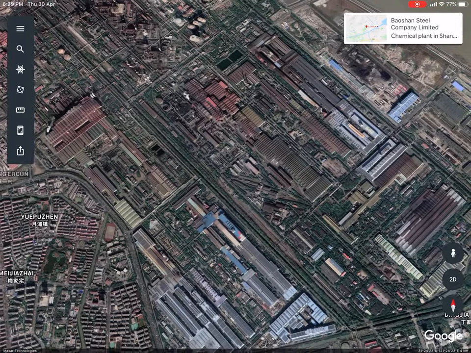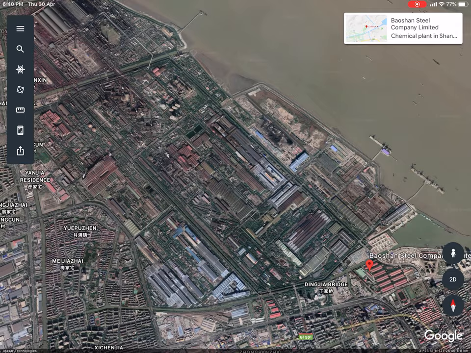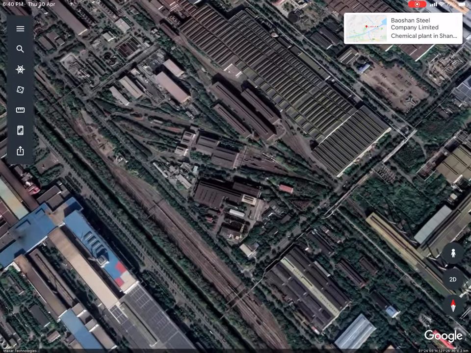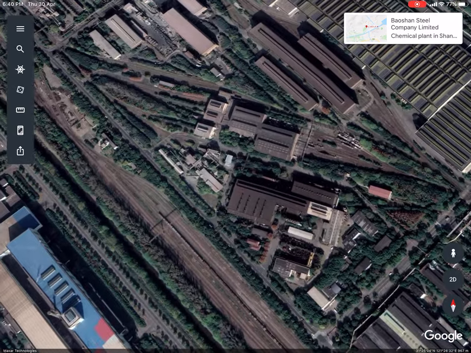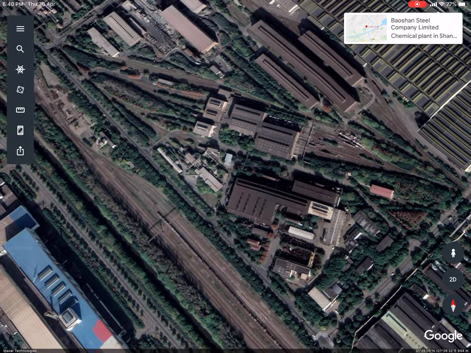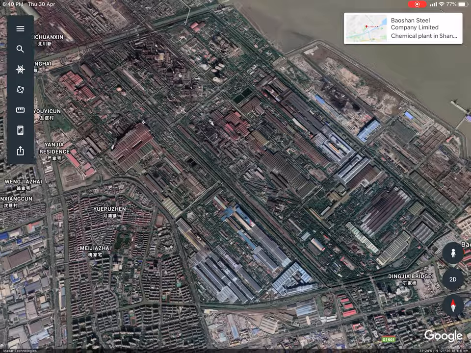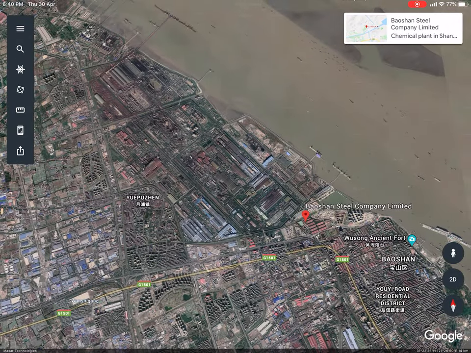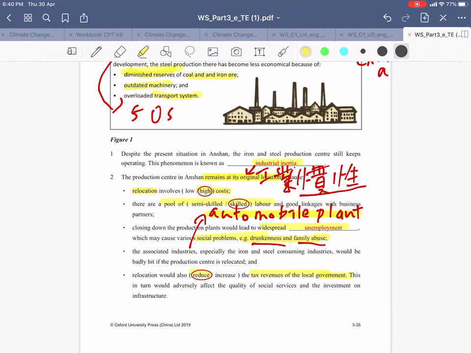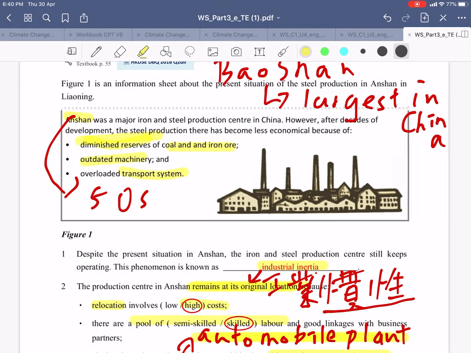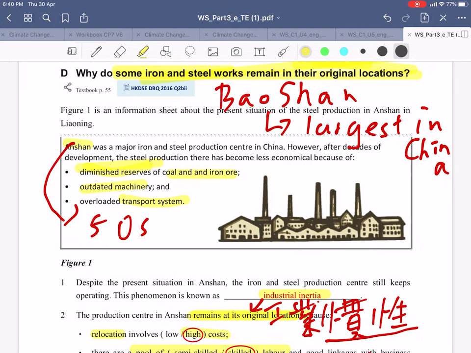It's not a myth. It's the truth. The Bao San industrial plant is really using the railway to transport their finished product. I've been there, actually. I've seen it. They are really using the railway to transport their iron and steel. But why do they still remain in situ, in the original location?